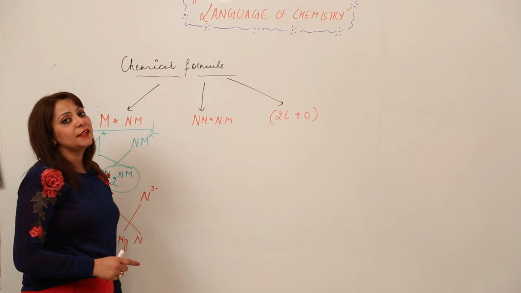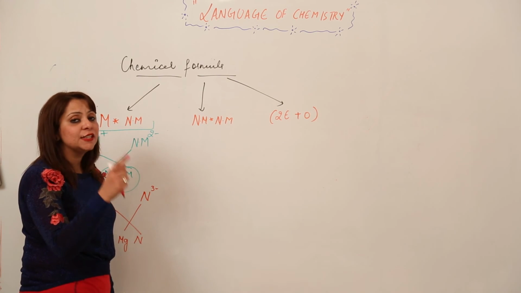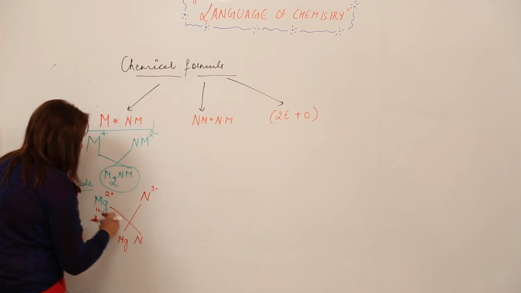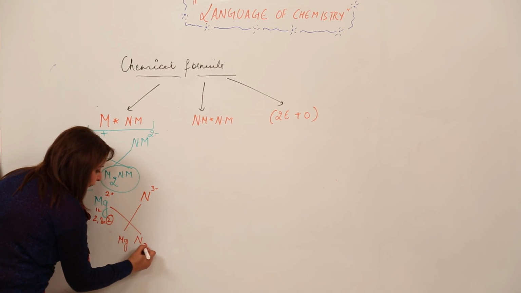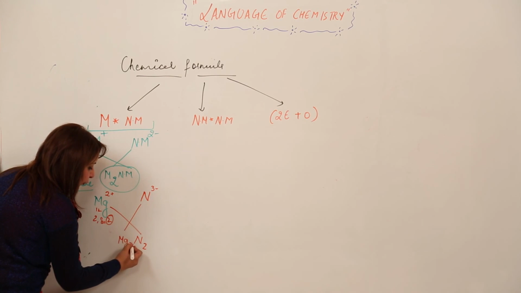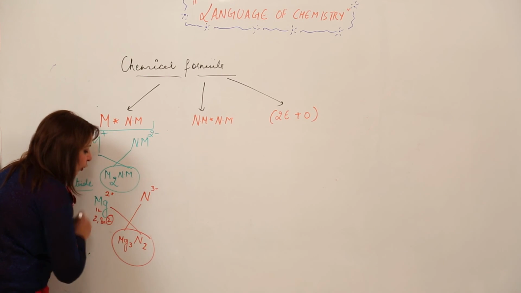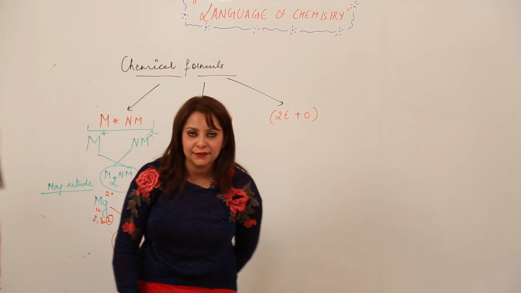It is always the element with the positive valency which is written first, right. So I am just interchanging the valencies. The 2 positive, that means 2 is going to be on the foot of the N and 3 is going to be on the foot of this. So this is the formula for the magnesium nitride, right.